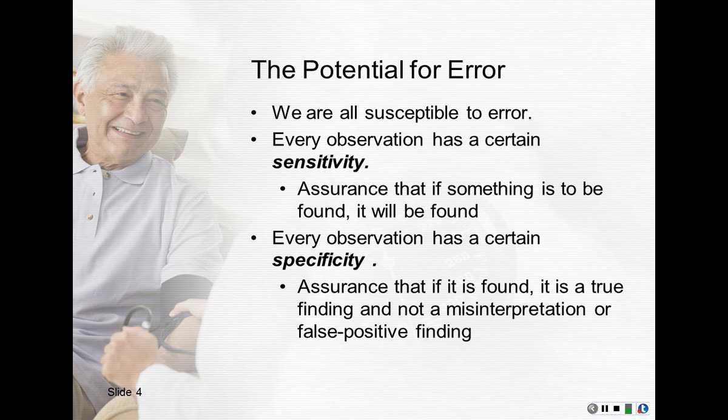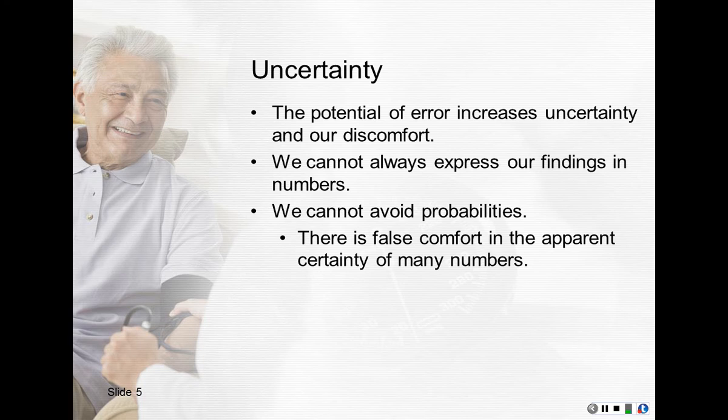This is particularly true of patients with certain psychiatric issues. We may think it's one diagnosis, but then it totally ends up being something else, depending on their presentation in the clinic that day. Every observation has a certain specificity, that's the assurance that if it's found, it's a true finding and not a misinterpretation or false positive finding. So numerous things have impact on this potential for error, and we have to be aware that it's there and carefully go back over areas of the assessment or the interview that could potentially lead to error or a misdiagnosis.